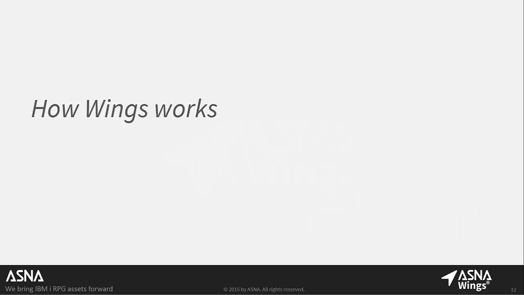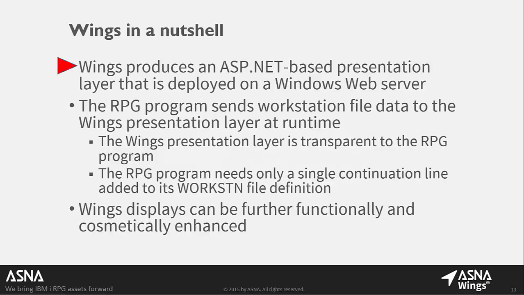Let's dig a little deeper into how Wings works. Wings produces a Microsoft ASP.NET application which manages the display of your RPG application's presentation layer. This application is deployed on a Windows web server in your network. At runtime, the RPG's display file data is redirected to Wings display files hosted in the ASP.NET presentation layer. The Wings displays are transparent to the RPG program, so transparent that it continues to operate exactly as it used to. The only change made to the RPG program is a single continuation line added to its workstation file declaration. More on this in a moment.